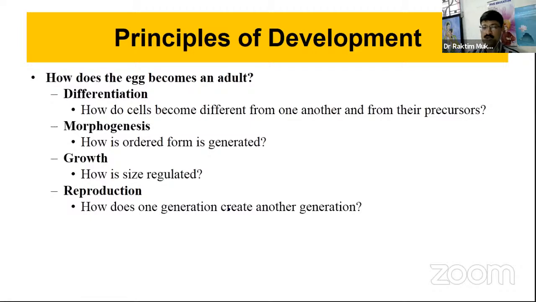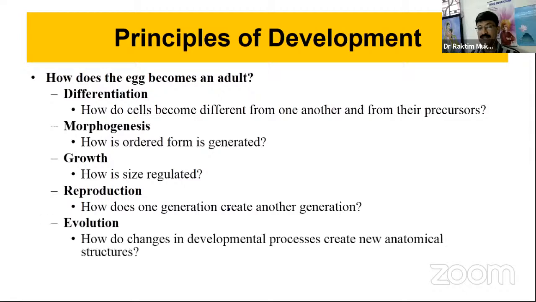Reproduction. How does one generation create another generation? That is successive progeny, that is reproduction. And finally, you have evolution. Evolution answers the query, how do changes in developmental process create new anatomical structures? That is evolution.